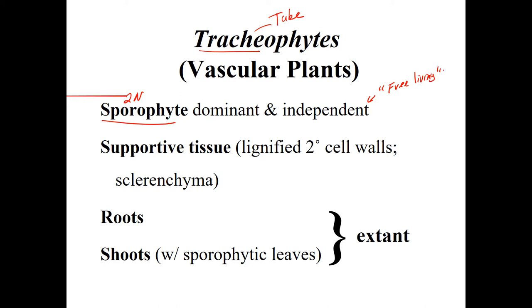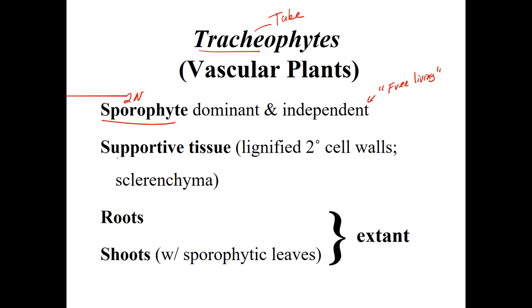That is, it grows independently of any other organism. It grows in the soil, for instance. Now, in the plants we're going to do today, we're going to see that the sporophyte is free-living, but the gametophyte is also free-living, and that's not the case in all of the plants. But in all tracheophytes, in all vascular plants, the sporophyte is free-living.